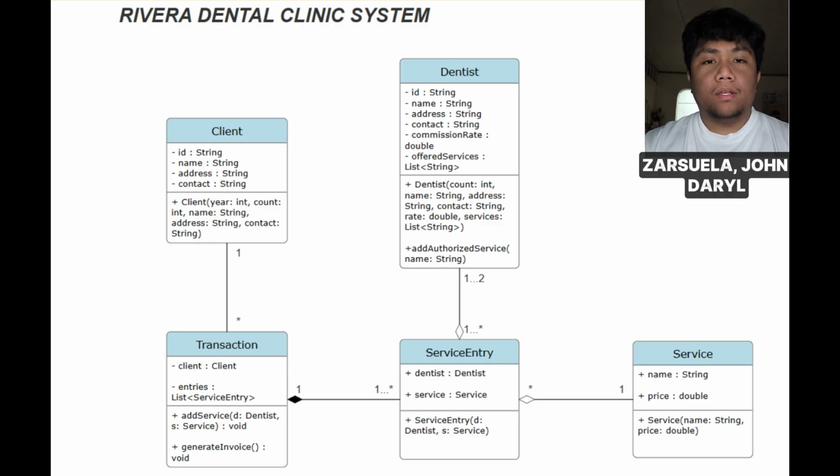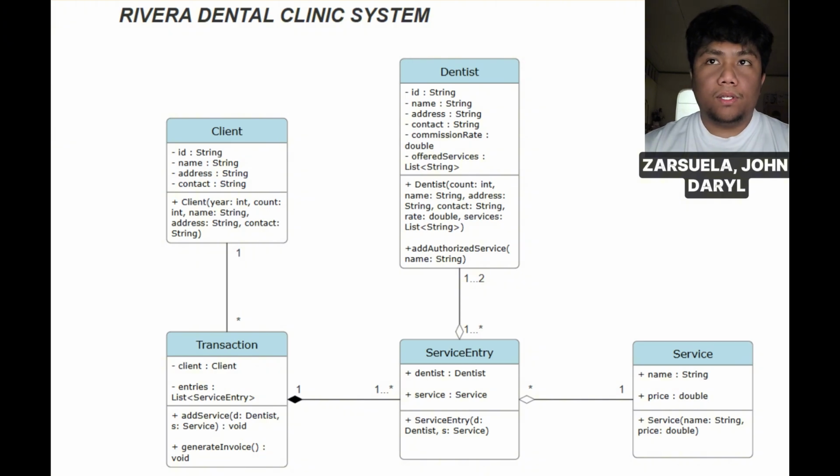I'll be explaining the architectural blueprint of our system, which is the UML class diagram. The core logic, the relationships, the power of the system lies in how the classes communicate. We have moved beyond simple lists to a structured hierarchy that mirrors the real-world clinic.